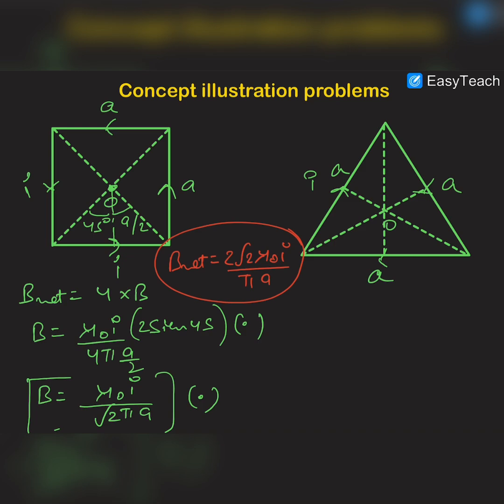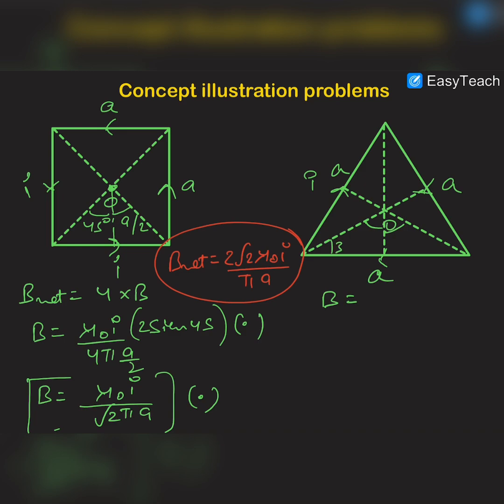So what we'll do, we'll find out the magnetic field due to a single wire. So let us suppose that this wire is creating some magnetic field at this point, which is B, and this angle phi 1, phi 2, these are two phi 1 phi 2s.